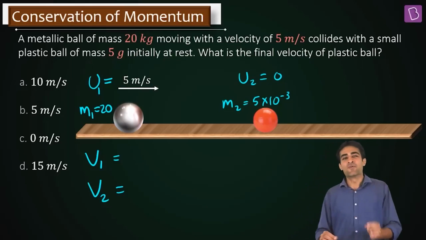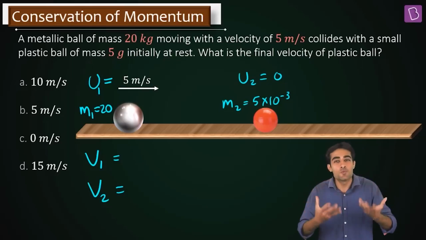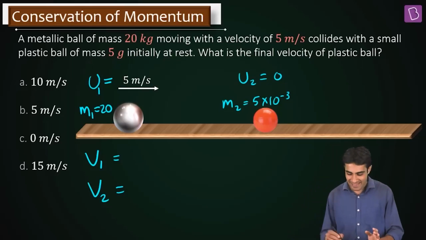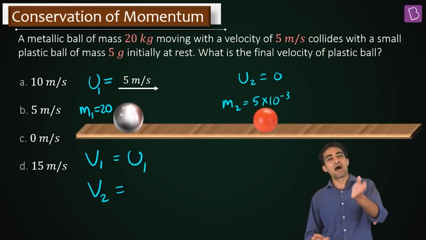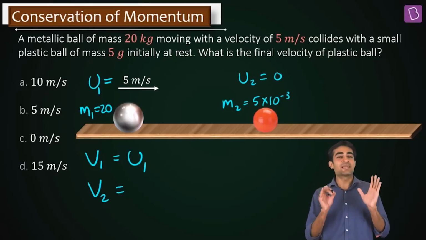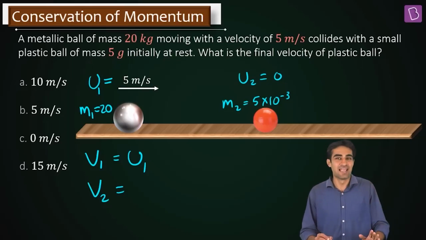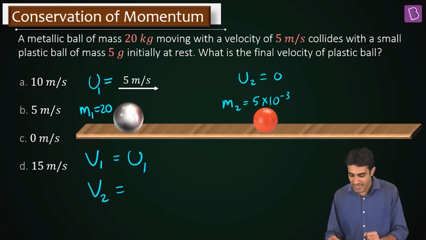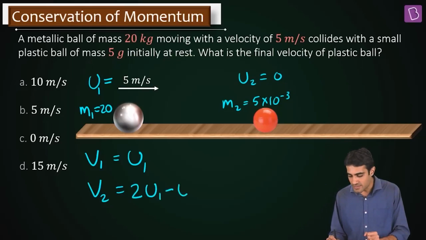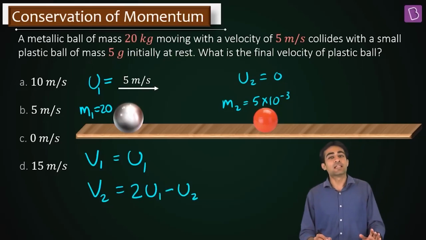The heavier mass will suffer a very slight change in its velocity. Its velocity is almost undisturbed. So we can say that v1 equal to u1. Approximately these velocities are equal. So you can say simply there is almost no change in the velocity of the heavier mass. Okay, remembered? Okay, nice. Now let's talk about v2. v2, this velocity will be twice of u1 minus u2. Twice of the velocity of the heavier mass minus velocity of the lighter mass.